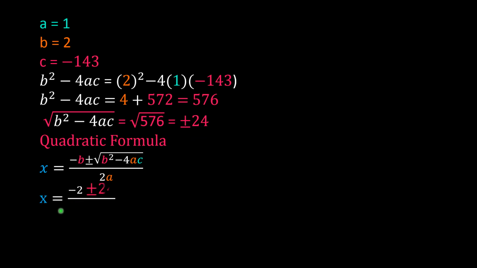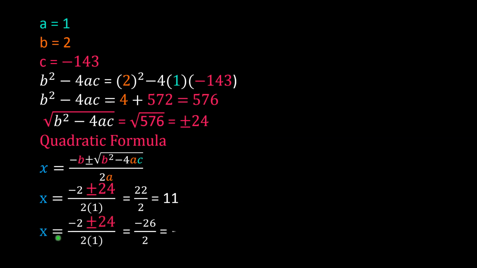Now we will substitute the values. We have b equals 2, under root b squared minus 4ac plus minus 24, divided by 2, and a is 1 here. We have 24 minus 2, that is 22, divided by 2, which is 11. So this is the first root. The second root will be minus 2 minus 24, which will be minus 26 divided by 2. So that will be minus 13.